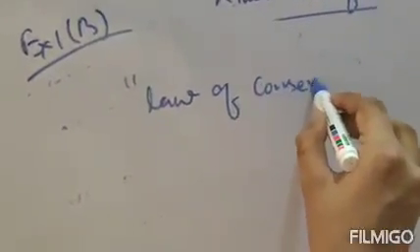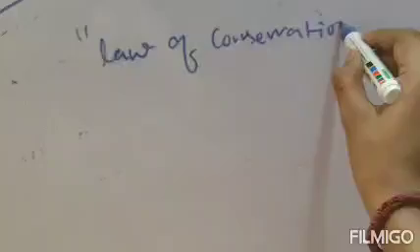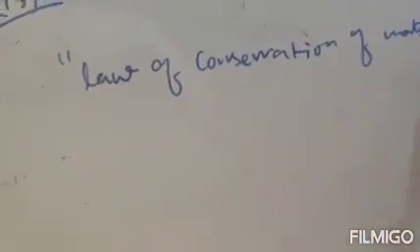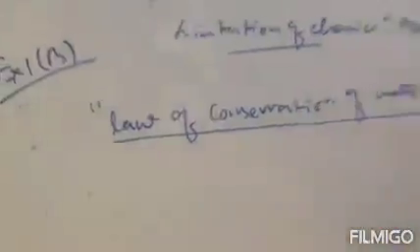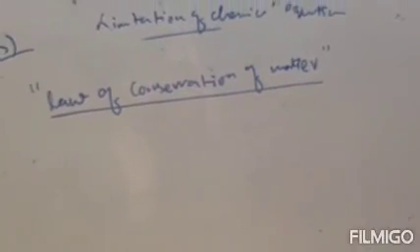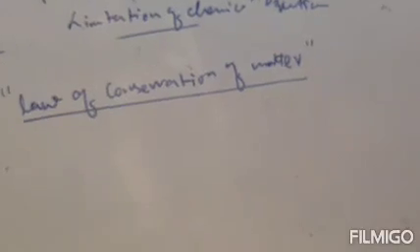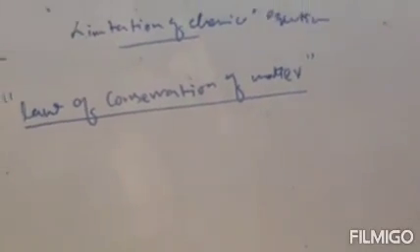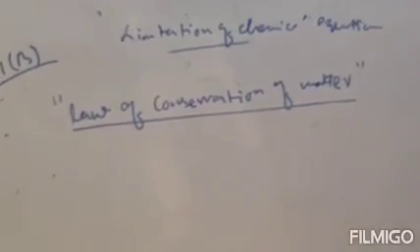The reason is the law of conservation of matter. This is a law. To satisfy this law, that is the law of conservation of matter, the chemical equation must be balanced. What is this law? The law of conservation of matter states that matter is neither created nor destroyed. You cannot create matter or destroy matter in a chemical reaction. Clear?